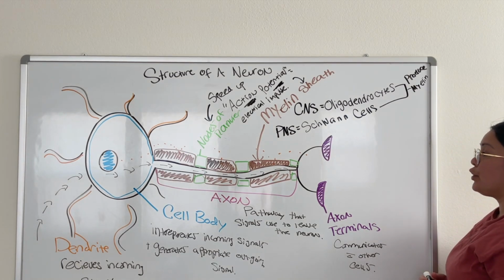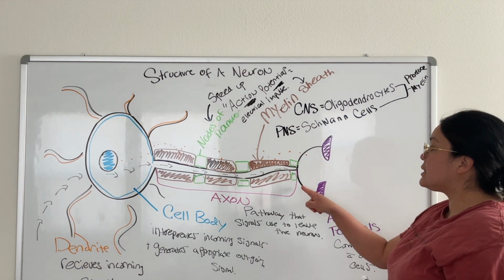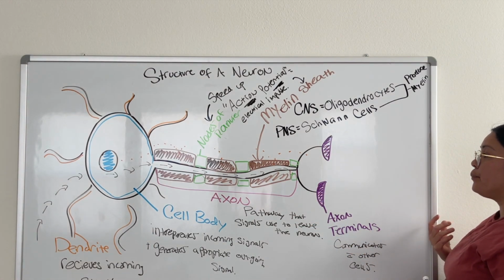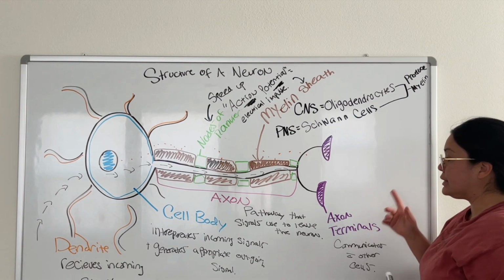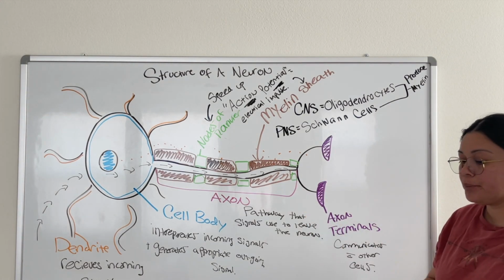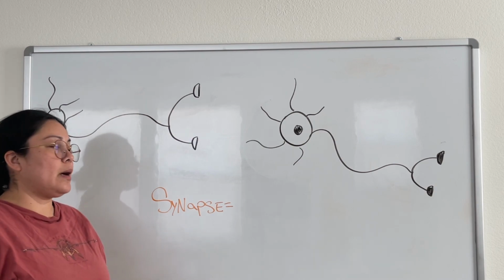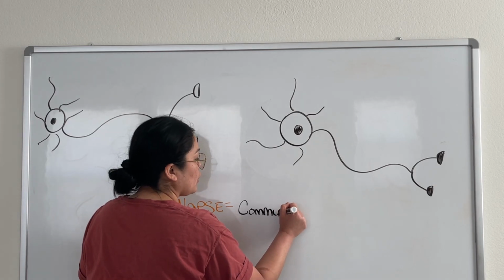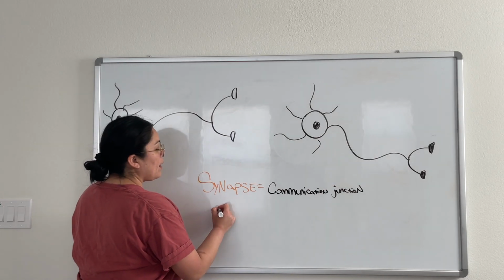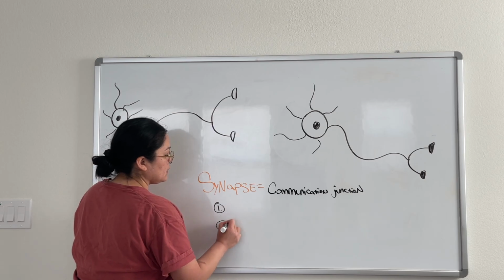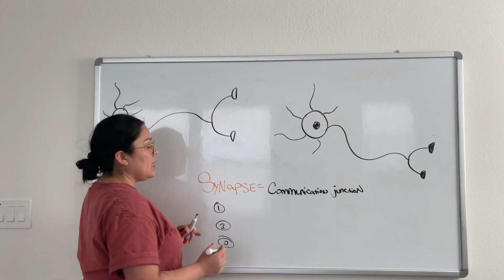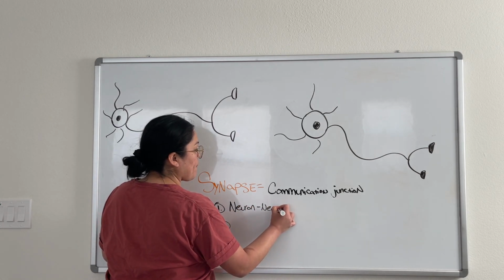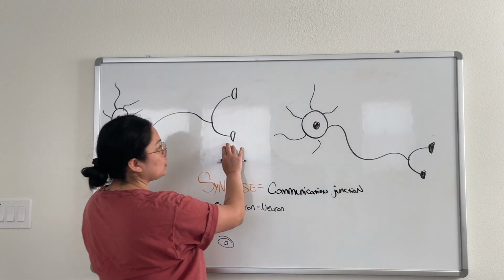Now let's go over the synapse. The synapse is this area where the communication from one neuron to another, or one cell to another, happens. So let's zoom into this area here. Okay, so we're moving on to our synapse. Our synapse is our communication junction, in short. It can happen 3 ways that the synapse is involved. It can happen between one neuron and another neuron, like this example that I'm going to show you right here.